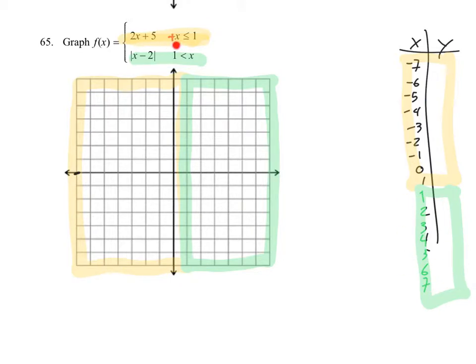Now, I also want to point out that there's a little typo right here. There's a negative on your screen. There shouldn't be. It should be a plus. It should just be x is less than 1, and then this is x is greater than 1. That's all it should be.